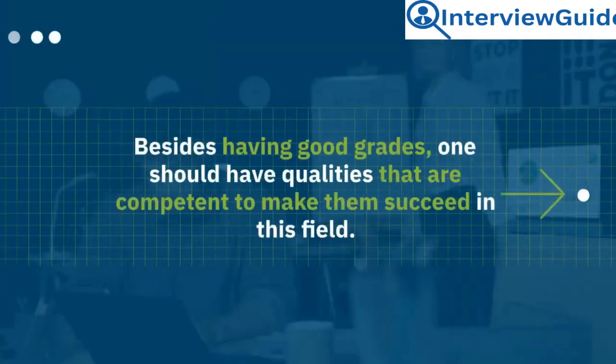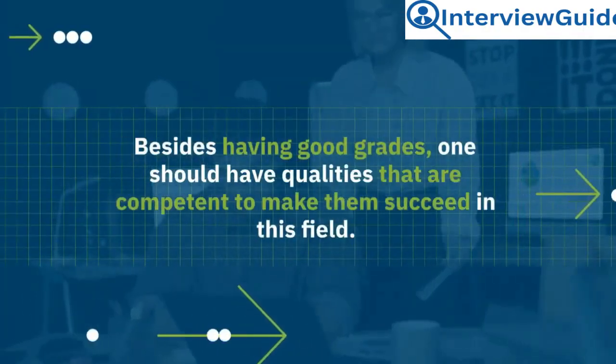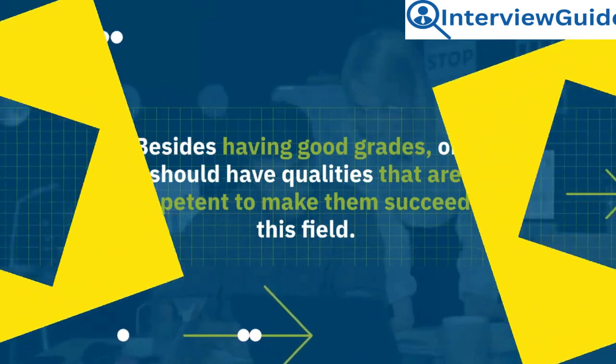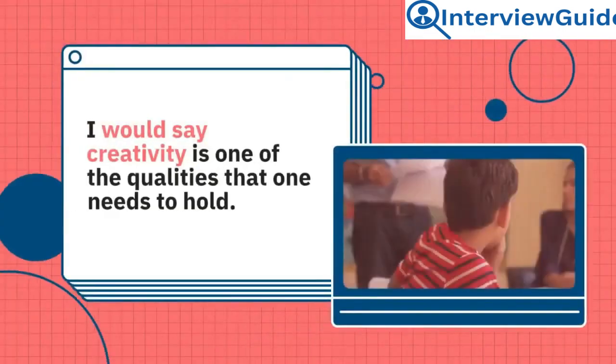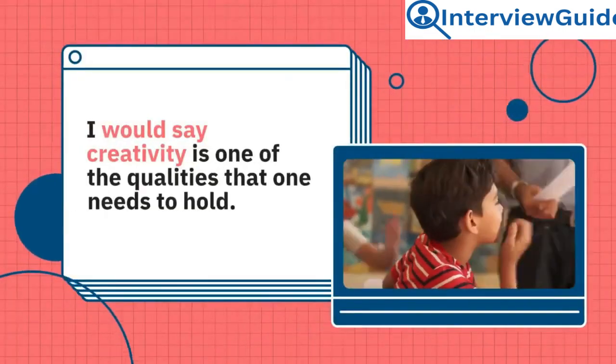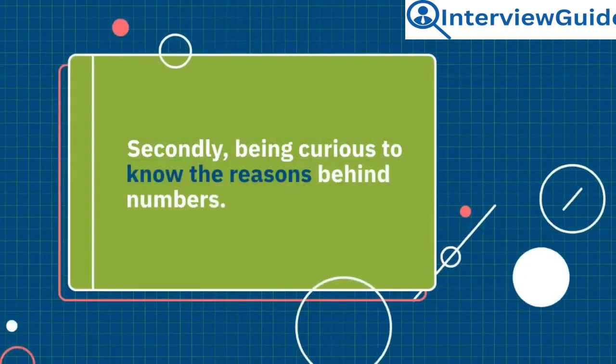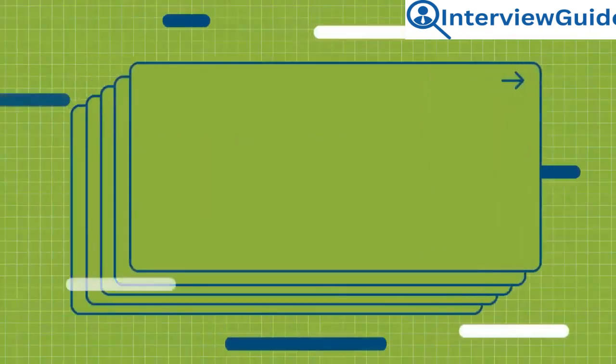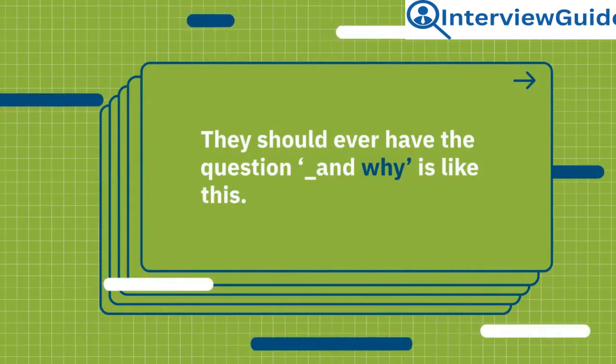Sample answer. Besides having good grades, one should have qualities that are competent to make them succeed in this field. I would say creativity is one of the qualities that one needs to hold. Secondly, being curious to know the reasons behind numbers. They should always have the question, "And why is it like this?"